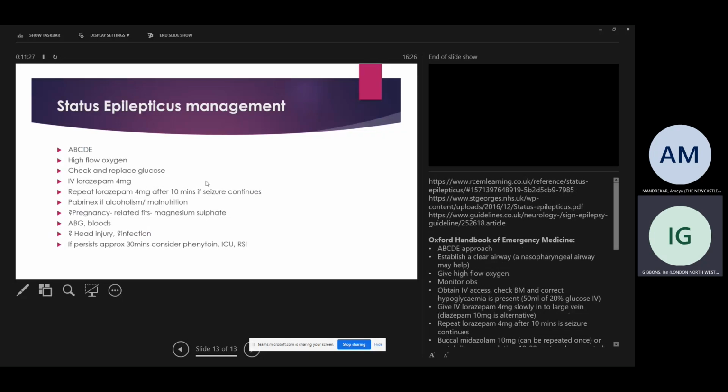As per all of the guidelines, once we get to 30 minutes, we need to be thinking about loading phenytoin, and possible rapid sequence induction as well, which we'll go into in the next lecture, focusing more on the drugs. And as I've said, having somebody anaesthetic trained there in order to deliver the drugs and maintain the airway is vital, and involving them at an early stage is very important. So yeah, any questions?